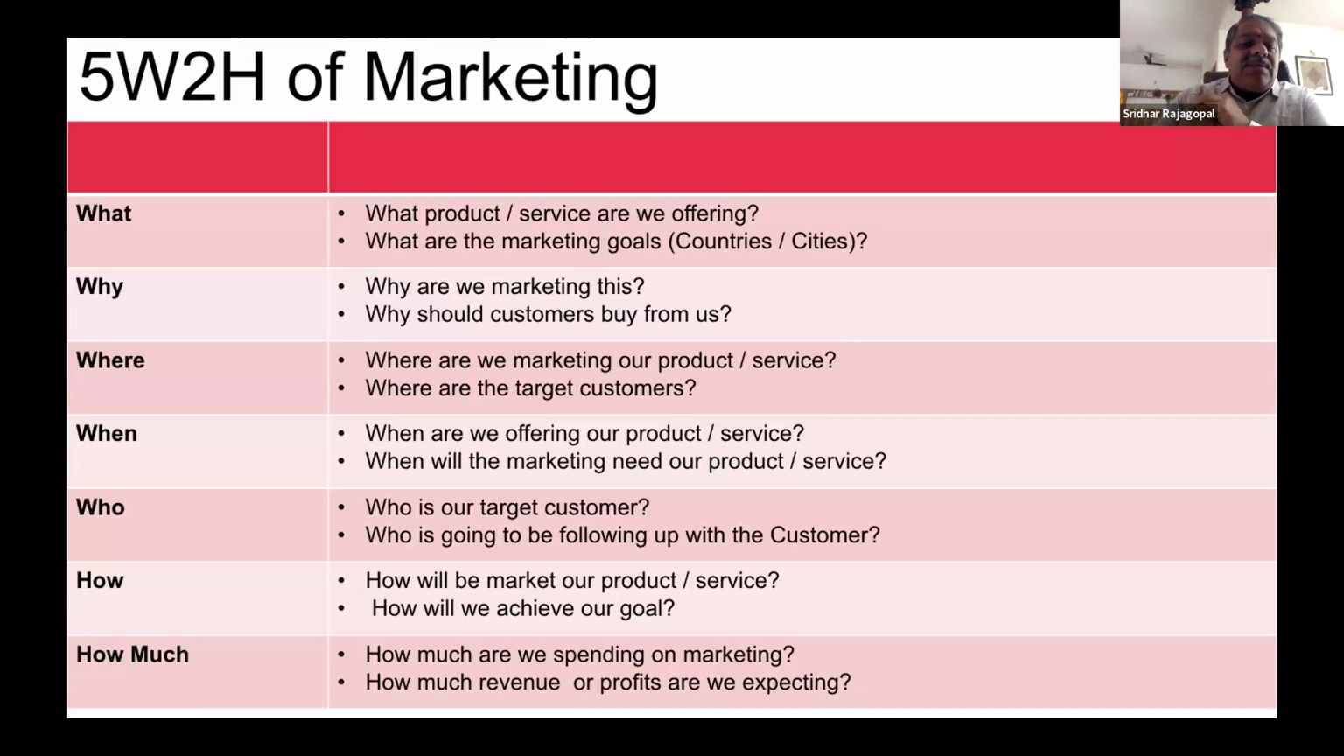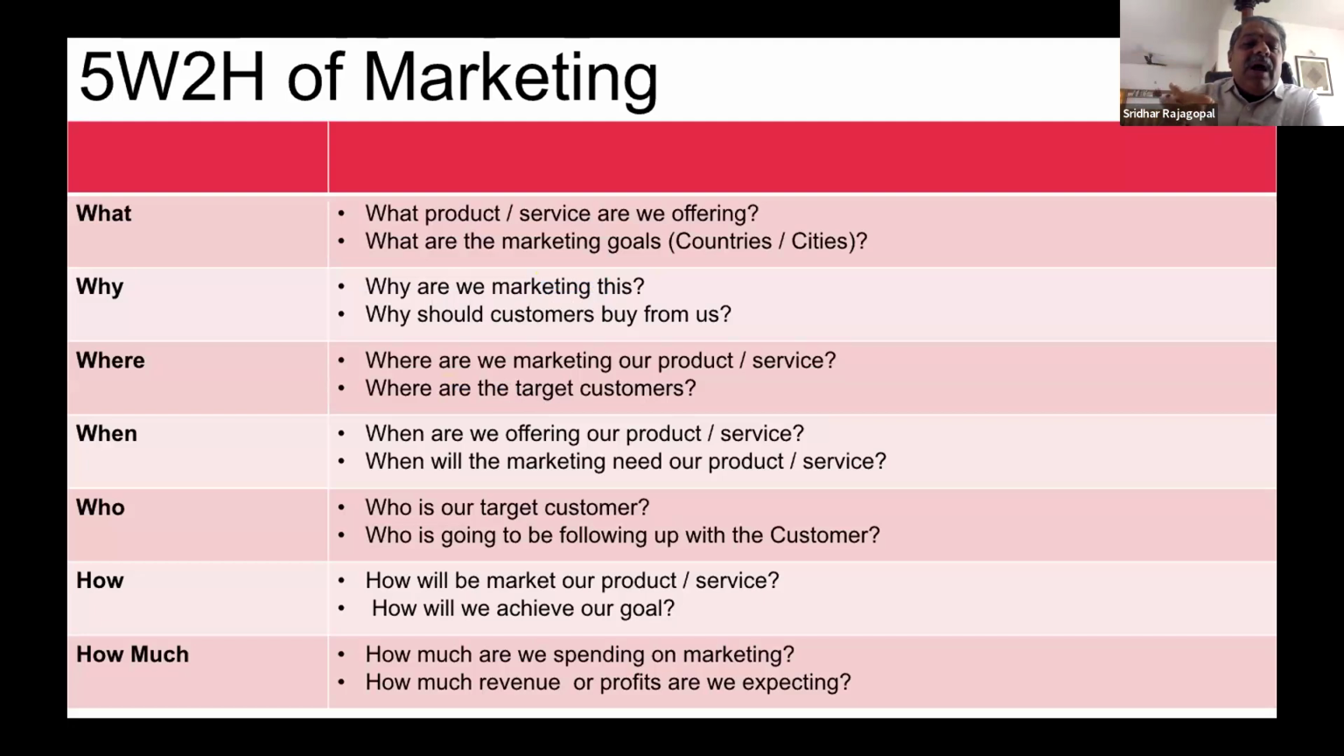The why should answer why are we doing this? Why are we marketing our product? Why are we marketing this service of ours? And this should also talk about why should the customer buy from you? Because at the end of the day, there has to be a differentiating factor. Otherwise, you will also be running along with your competitors and both of you will not achieve what you want to achieve. So we need to have something differentiating, something that our customers specifically will look forward to buying or using our services. Then moving on, it's about the where.